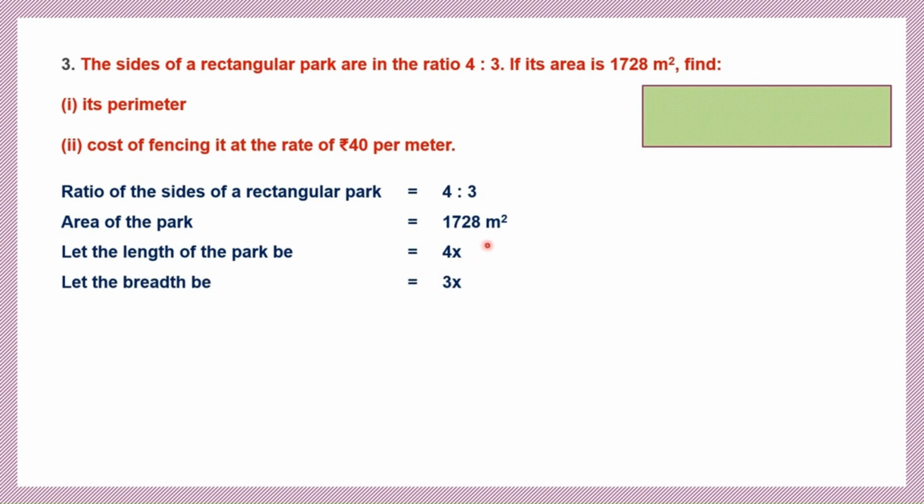So now we're going to consider length as 4x and breadth as 3x, and we know the area of the park. So let's use the formula to find the area of the park, which is area is equal to length into breadth. Let's substitute all these values and find the value of x. So let's do that. So now area is given to us, 1728 meters square. Length we said let it be 4x and breadth we said let it be 3x. So now this is an equation.